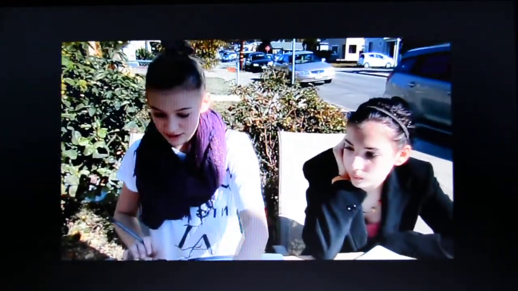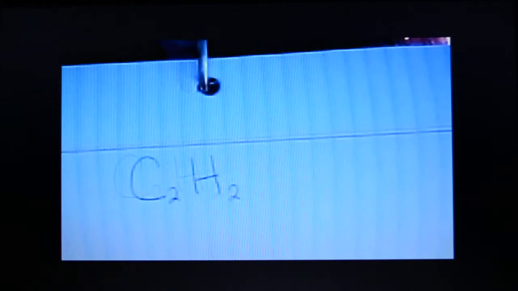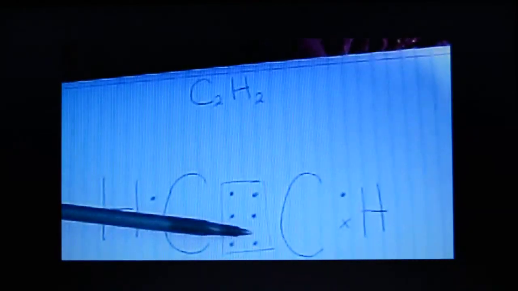And I even have an example of a triple covalent bond. I'm not sure what this element is, but I think it's an element. And anyways, all of the atoms are stable. See? I have a chart: 1, 2, 3, 4, 5, 6.